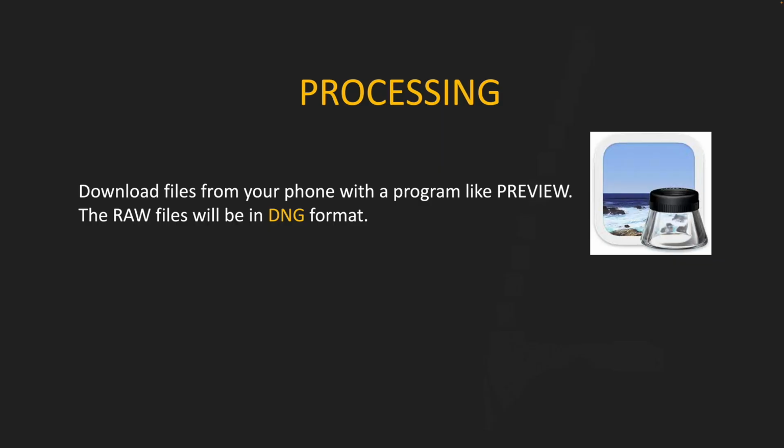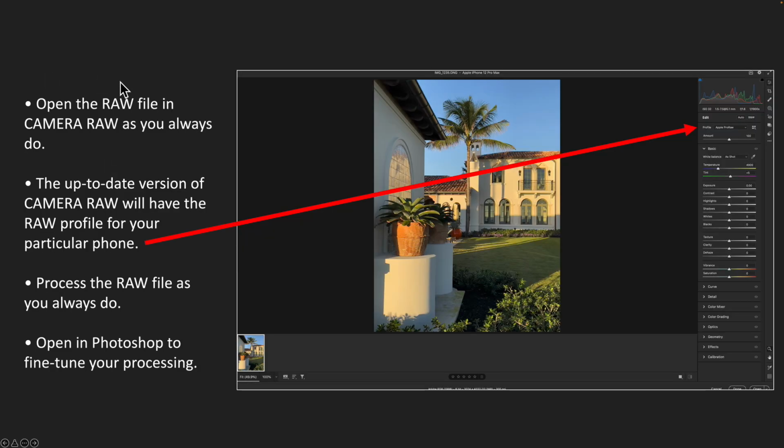Now, if you're shooting raw files, the rest of this goes just like your regular camera. Bring it into your computer with a program like Preview or whatever, and the raw files are going to be in DNG format. So open it in Camera Raw just like you always do. Make sure you have the current version. If you have a brand new phone, make sure you have the current version of Raw, and it will recognize the color profile of your camera. And then go ahead and process the files the way you always do.